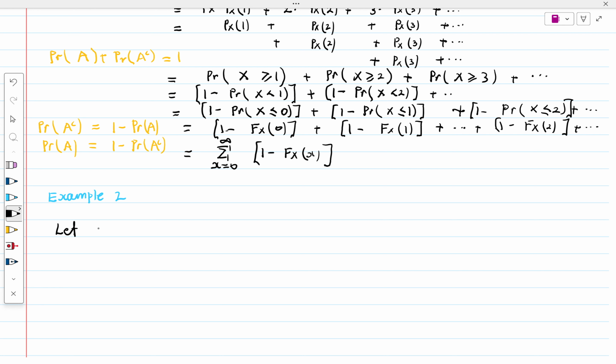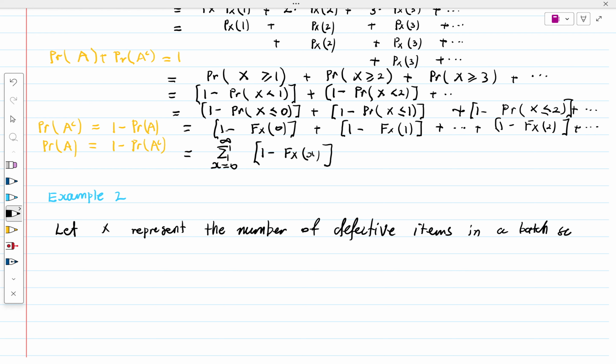Let X represent the number of defective items in a batch size of 3. And let's say the probability mass function is given by the following.